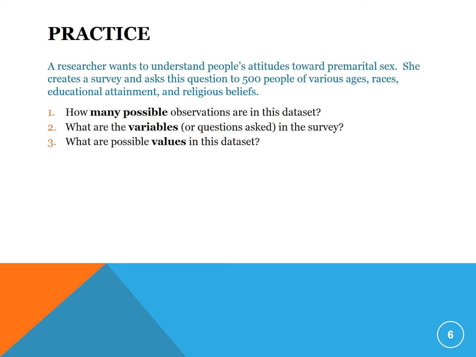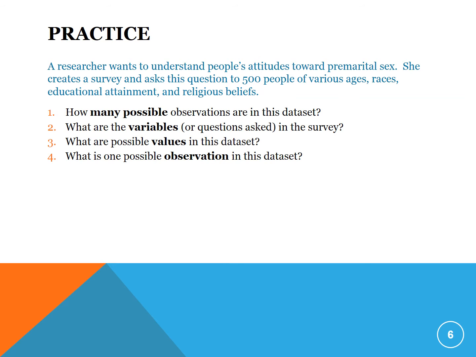What are some other possible values? Well, someone may say premarital sex is wrong, right? Someone may say I am Christian. Someone may say I am black. Someone may say I hold a PhD. Okay, those are values. So what is one possible observation in this data set?